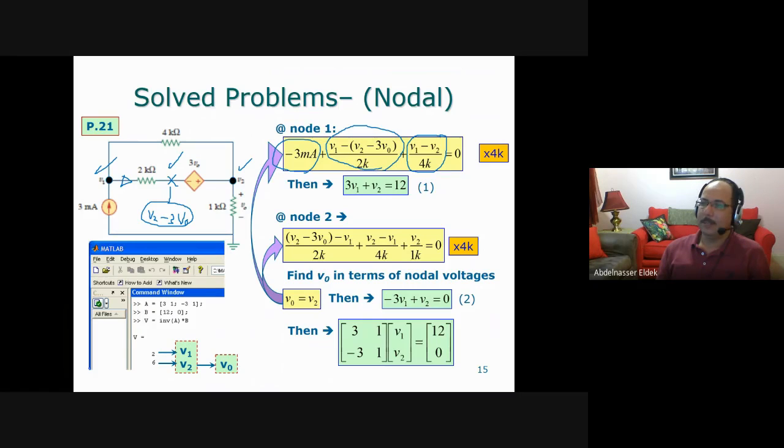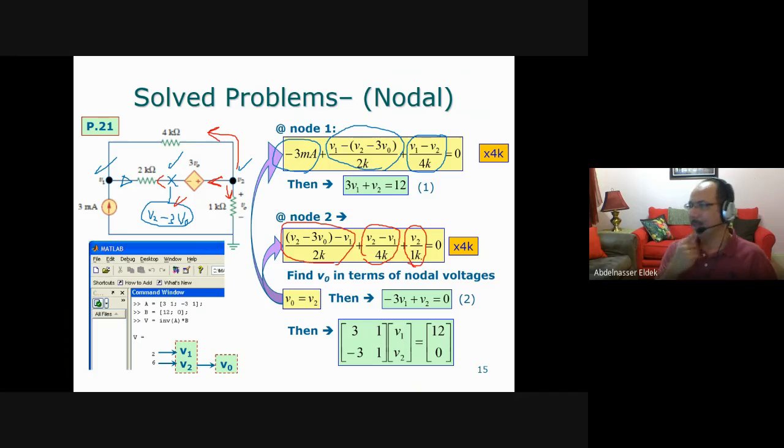The second equation will be easier now. Why? Because we already calculated this current. For example, what is this current? This current is opposite, so it will be in this direction. So it will be V2 minus 3V0, between brackets, minus V1 over 2K. The second current, which is this one here, is V2 minus V1 over 4K. And the last current is this one here, V2 over 1K.